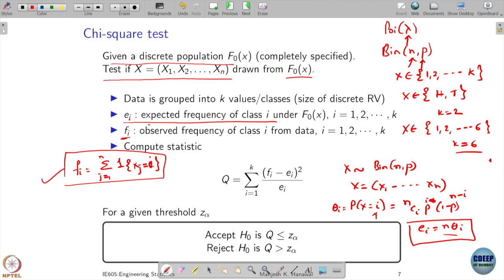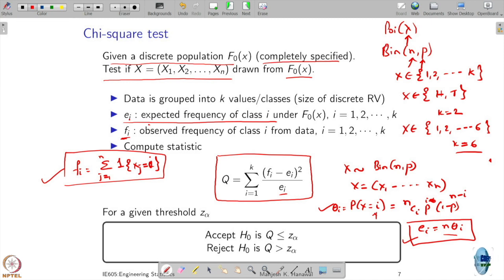So this is your observed frequency of class i, and this is the expected frequency of class i under your null hypothesis. Notice that because my null hypothesis is completely specified, I know what these theta are. Now comes the statistic. We are going to check how far f_i and E_i are, so we look at the difference, take the square, normalize by the expected frequency, and sum over all the possible classes. In a way, this metric captures how different the expected and observed frequencies are.